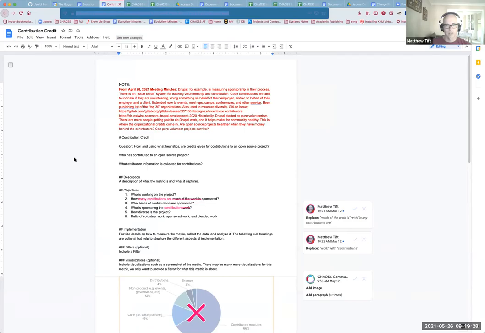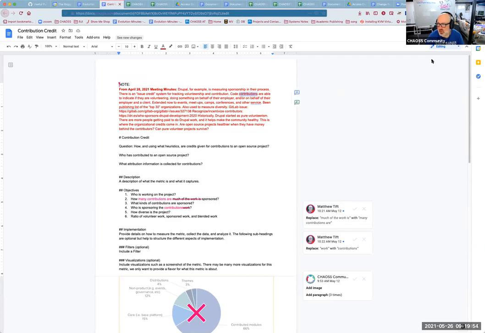I also suggested a couple of changes after the meeting. I didn't know if I was supposed to do that, but I did. Absolutely. That makes life a whole lot easier. Okay. So question. Drupal, for example, is measuring sponsorship. There's an issue credit system. Is this code contributors, or do you mean code contributions?